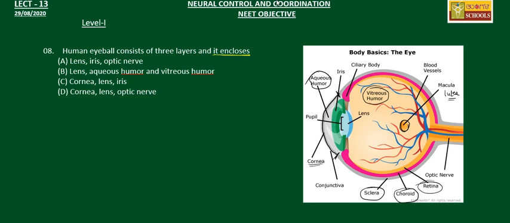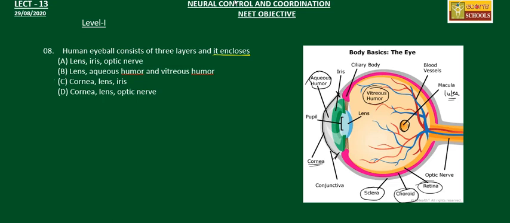Then the second option, lens. Yes, within the eye, it encloses the eyeball. Then aqueous humor also within the eyeball, then vitreous humor is also within the eyeball. Okay, so this option seems to be the right answer.